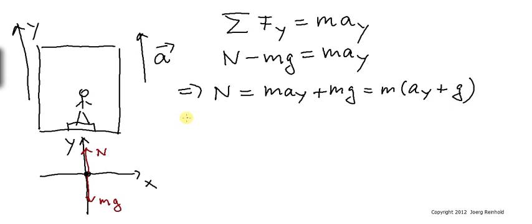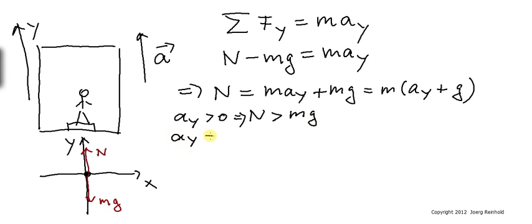From this we see now that should a_y be positive, that means it is accelerating upward. That means from that it follows then that the normal force is greater than the weight. The scale reads more than the weight.